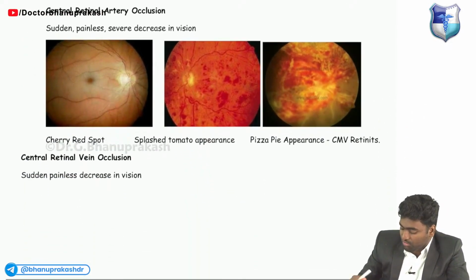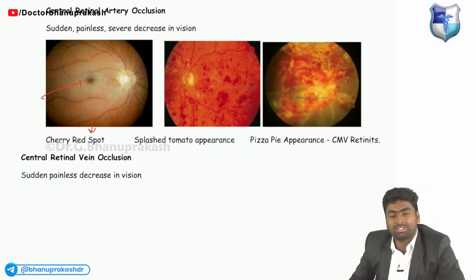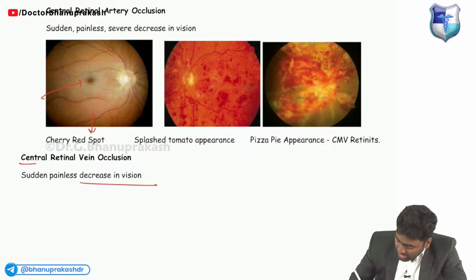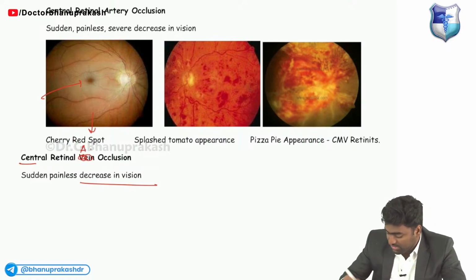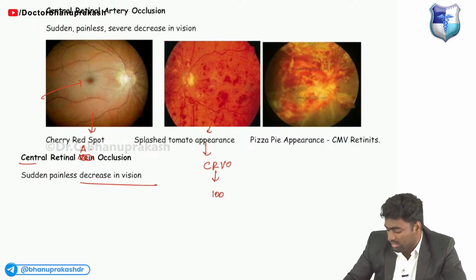Then you need to know a few spotters. If you see a cherry red spot along with sudden painless loss of vision, it is seen in a case of CRAO. Whereas if you see a flash torpedo appearance, it will be seen in a case of CRVO, which can lead to neovascular glaucoma.